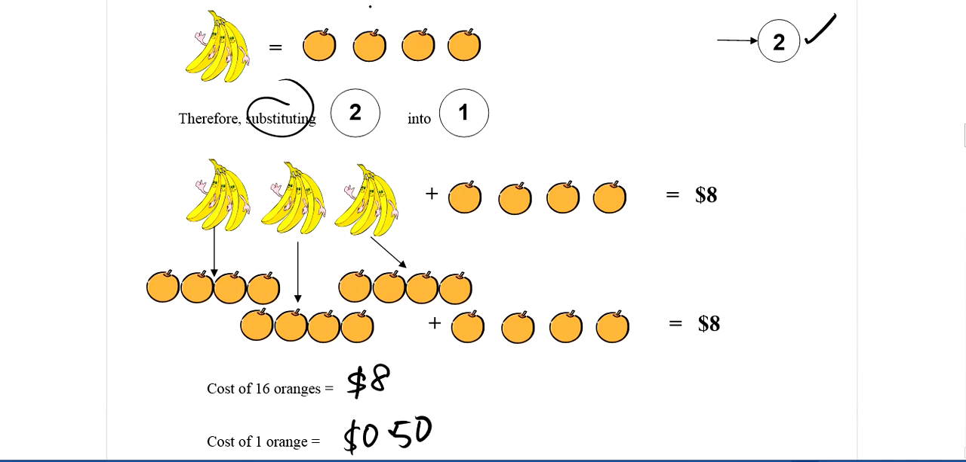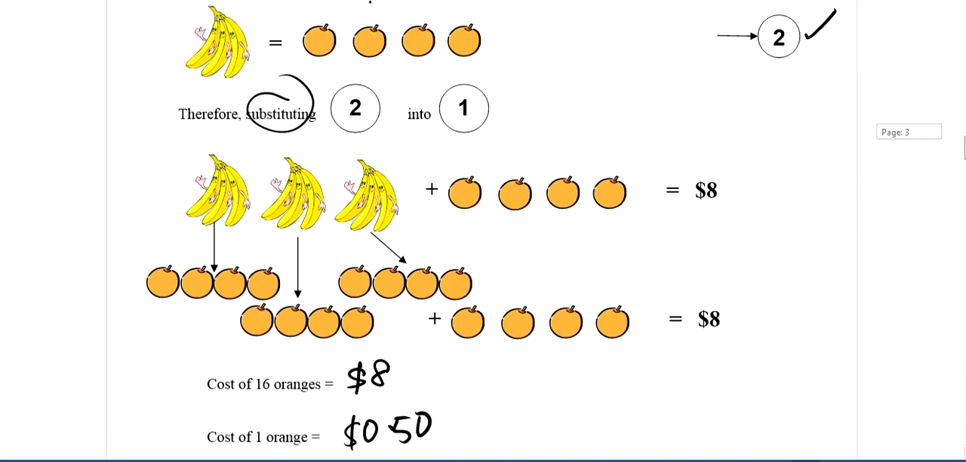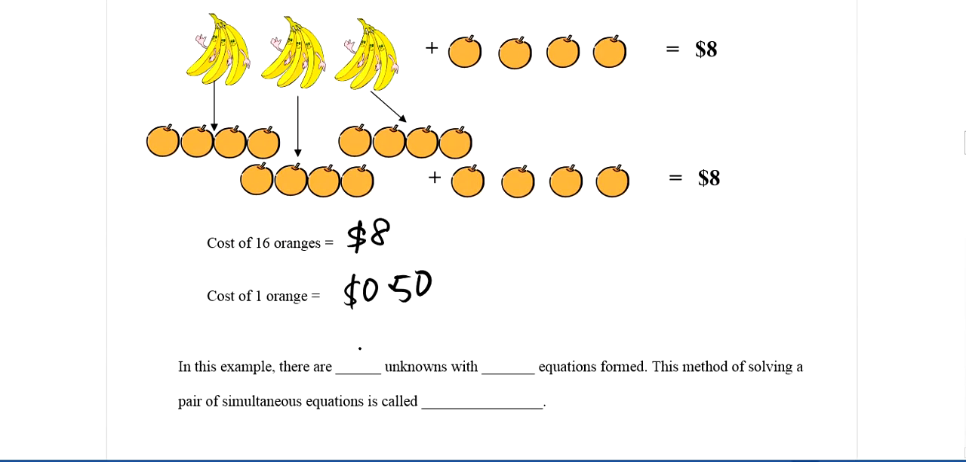Since we know that 1 orange now costs 50 cents, by looking at maybe either one of the equations, we can proceed to find the price of a banana. So for example, 1 orange is 50 cents, then times 4 is $2. Even if you substitute into the first equation, 1 banana will still be $2. However, we will try to sub it into the most convenient equation. So in this case, there are 2 unknowns with 2 equations to be formed. This method of solving is called the substitution method.